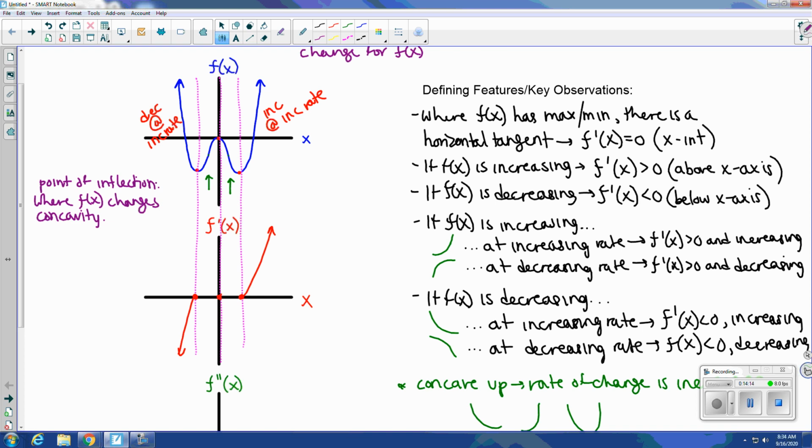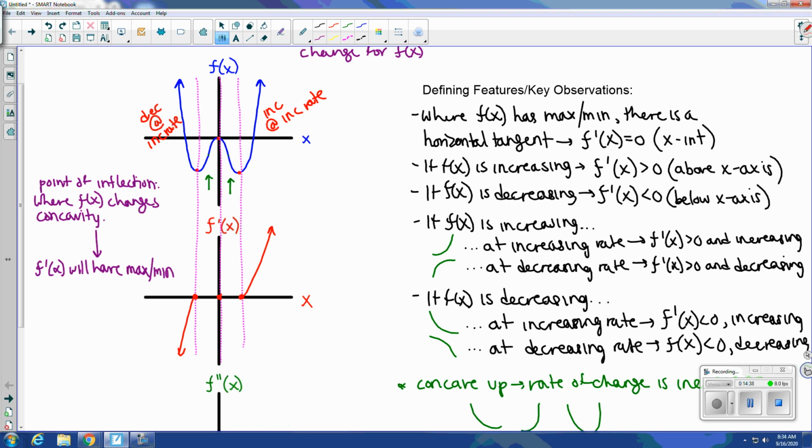Where you have points of inflection, you will have a max or a min on f prime. So f prime will have a max/min at points of inflection. So let's go back to f prime.